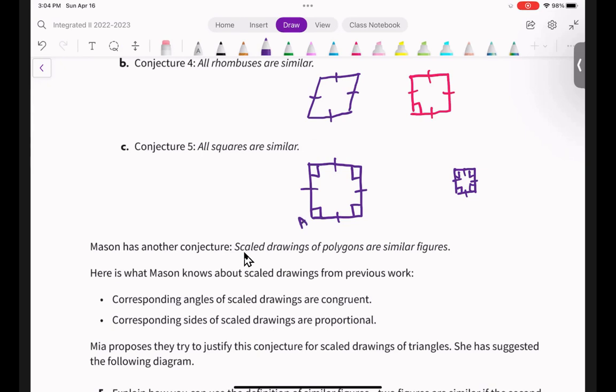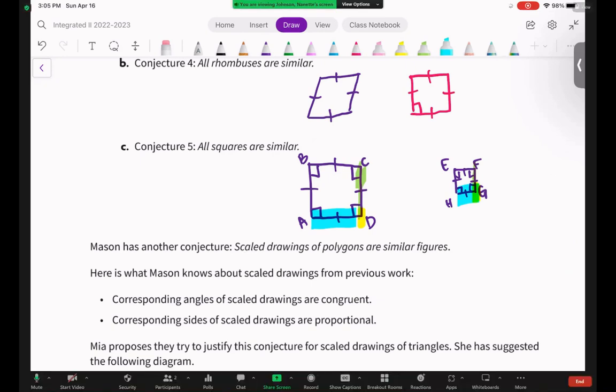So if I go like this, A, B, C, D, E, F, G, H, if I can take G and put it on top of D, and because all of those angles are right angles, this side here would line up with this side here, right? And this side here would line up with this side here, right? And then you would just grow it. And because it's growing by the same scale factor, you should be good.